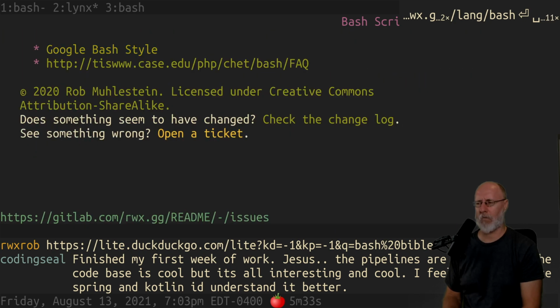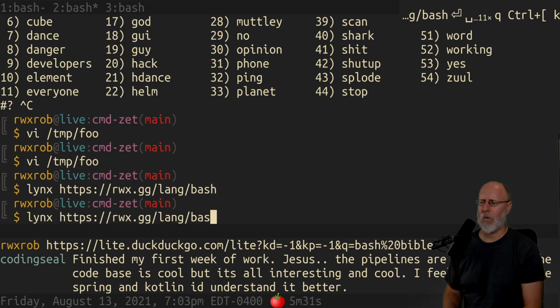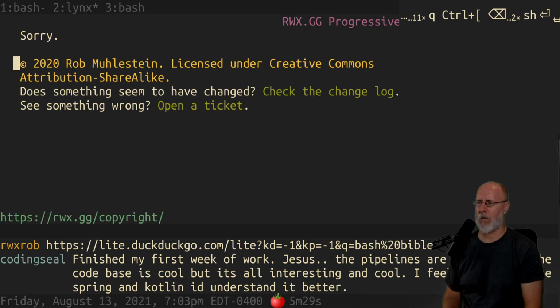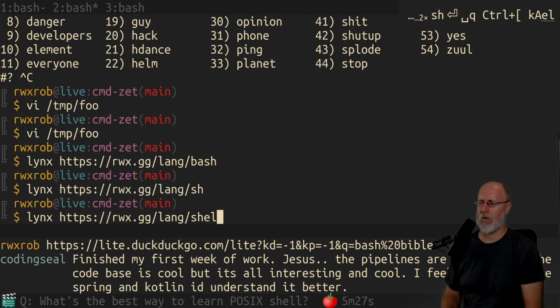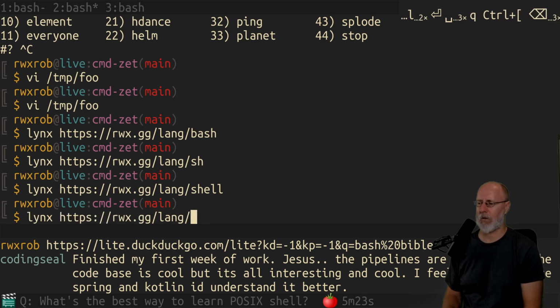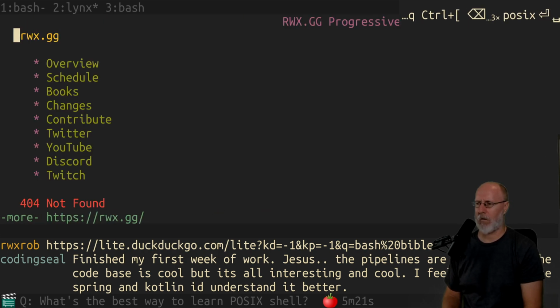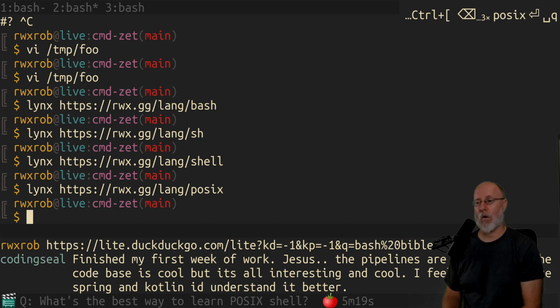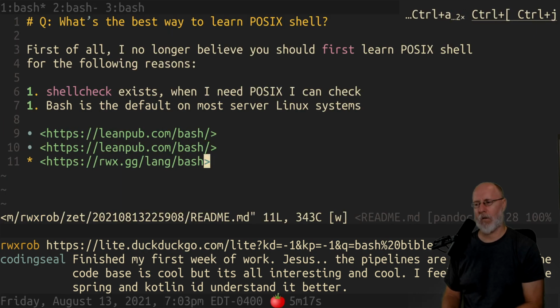It's actually got a kind of a survival guide there. I don't remember if I put sh here. Nope. Did I do POSIX? Nope. How about POSIX? Nope, I didn't.